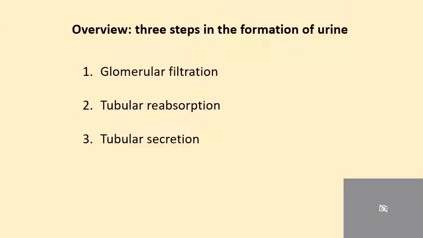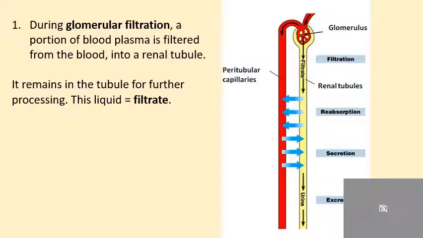These are the three processes that occur in the formation of urine. Urine formation always begins with glomerular filtration, and then filtration is followed by these two processes, reabsorption and secretion, and these two can co-occur. So step one is always glomerular filtration, and then steps 2 and 3 co-occur in no particular order, as we'll see.